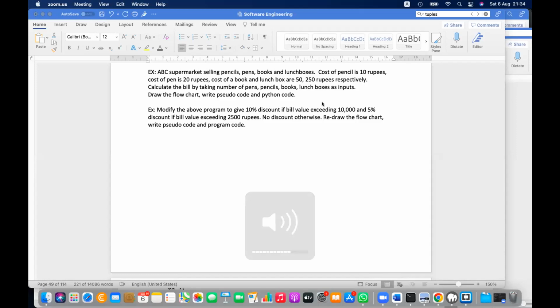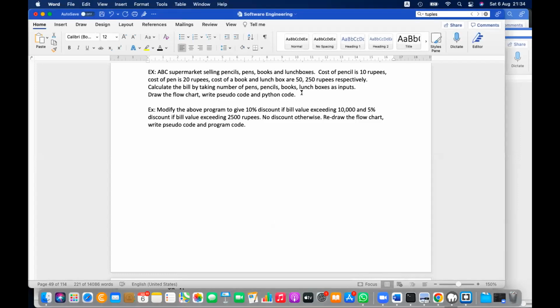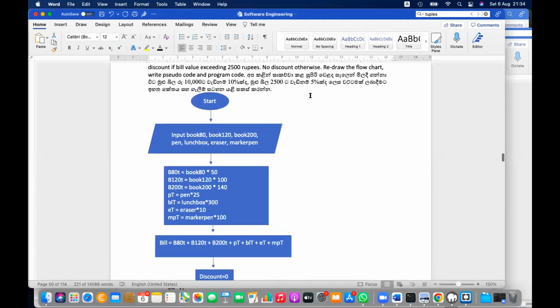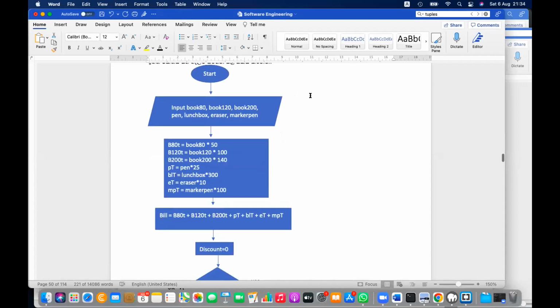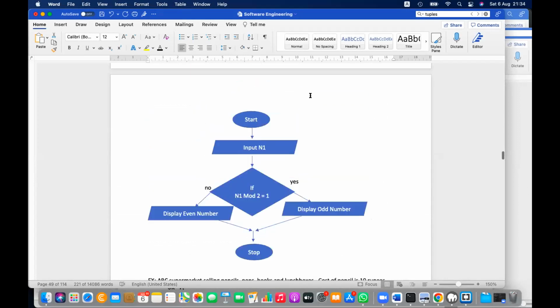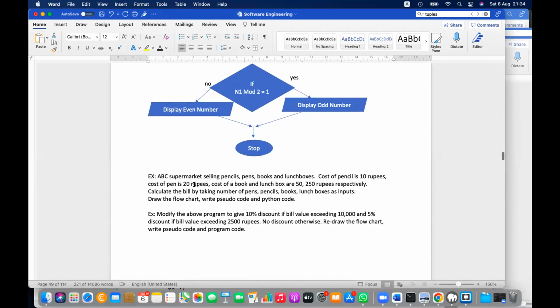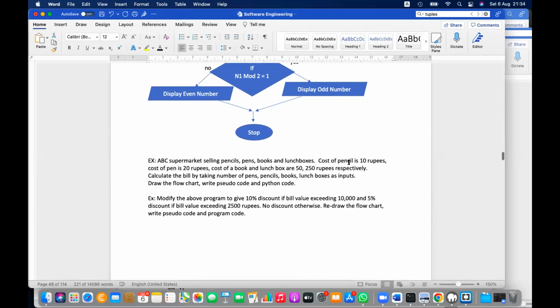Right. So first of all, you have to do the calculation part. I think it's simple. Just see this flow chart, and this is something similar to that. ABC supermarket is selling pencils, pens, books, and lunch boxes. The cost of a pencil is 10 rupees, the cost of a pen is 20 rupees, and the cost of a book and a lunch box are also given. You are asked to find the total bill based on that, and there is a modification to that as well.